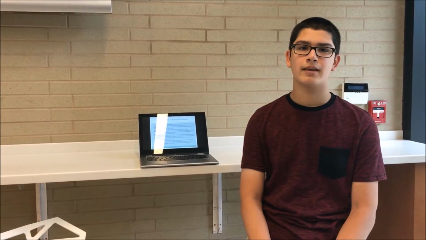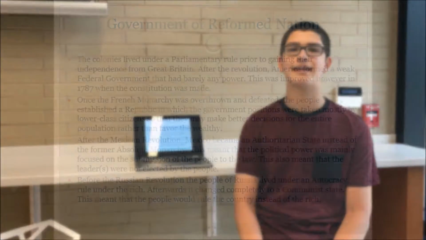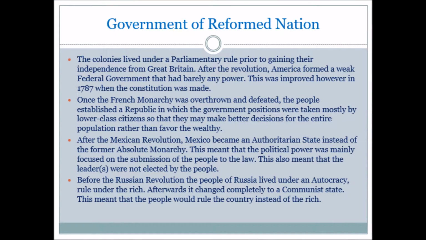Immediately following all the revolutions, each of the countries formed a new government. In America, they formed a federal republic. In France, they formed a republic as well. In Russia, they formed a communist state, and in Mexico, they formed an authoritarian state. In these next slides, we'll be going more in depth on what I just said.